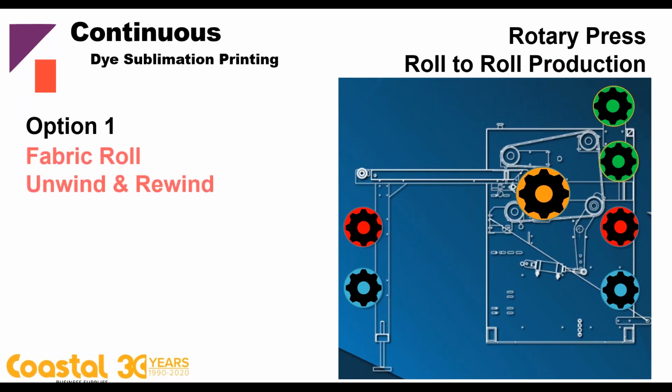So on this right here, this is where you would put your roll of white fabric. Your roll of white fabric would come up, go across the table between the belt and the heated drum, and come out and roll back up. So at the end, the fabric will be rolled back up onto a core.